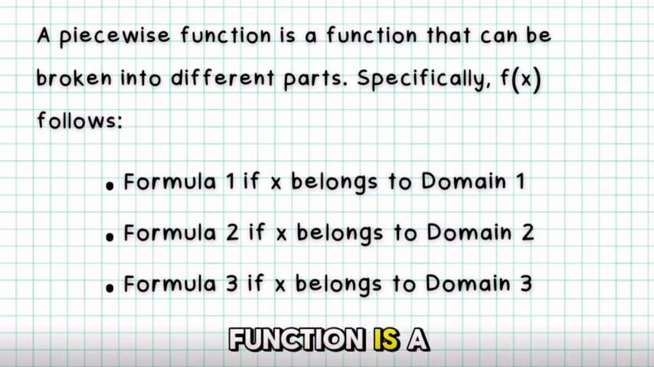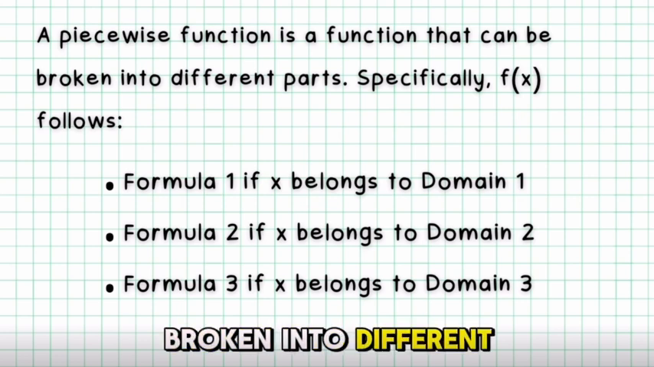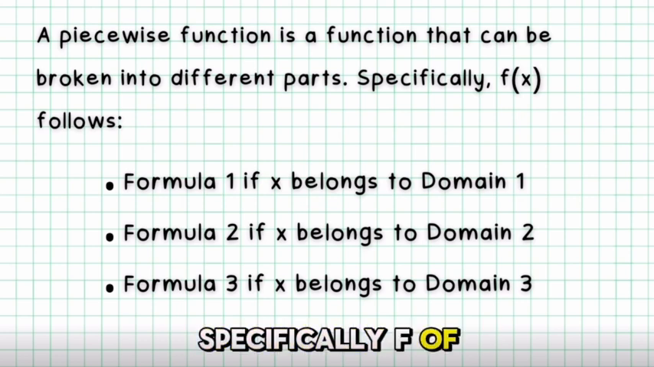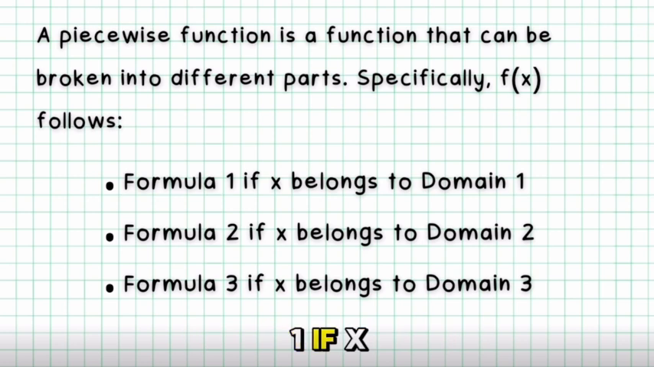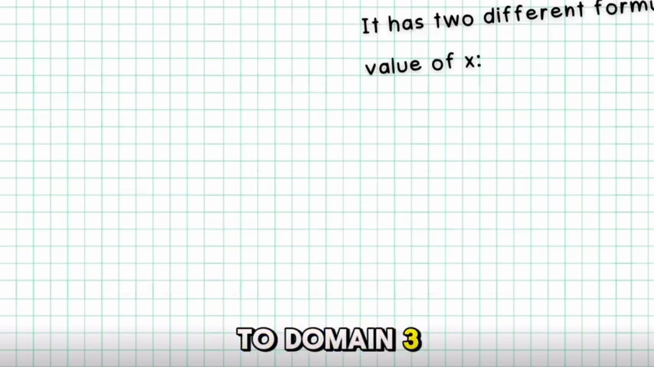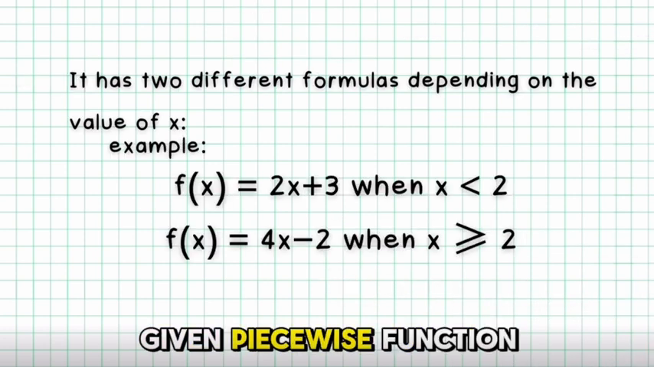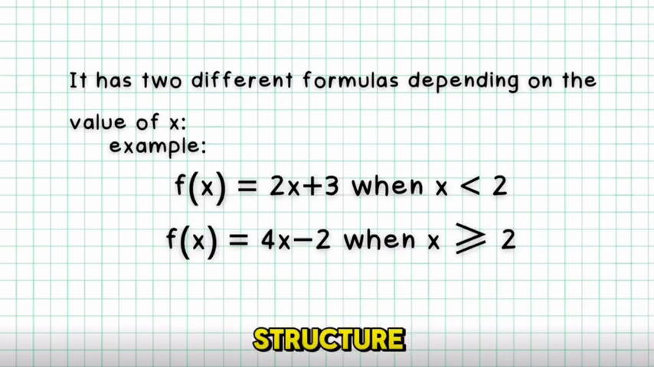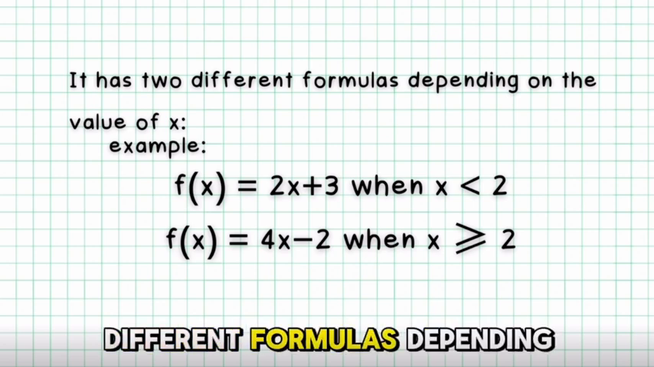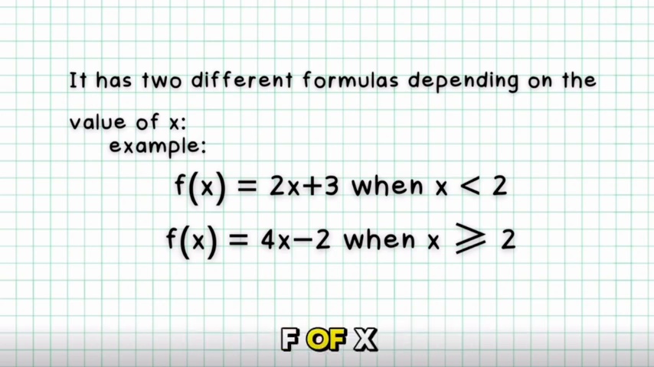A piecewise function is a function that can be broken into different parts. Specifically, f of x follows Formula 1 if x belongs to domain 1, Formula 2 if x belongs to domain 2, and Formula 3 if x belongs to domain 3. Let's take a look at this given piecewise function for a clearer structure. It has two different formulas depending on the value of x. F of x equals 2x plus 3 when x is less than 2, and 4x minus 2 when x is greater than or equal to 2.